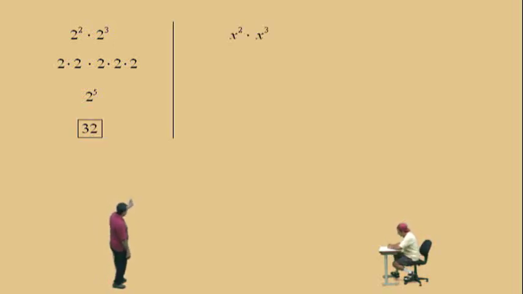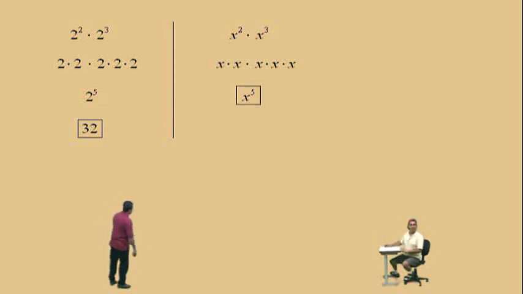Let's throw in some variables. x squared times x cubed. What does x squared mean, Charlie? x times x. What's x cubed? x times x times x. Now, how do you write 5 x's being multiplied to each other? x to the 5th. That's it. And now, don't get confused with this.